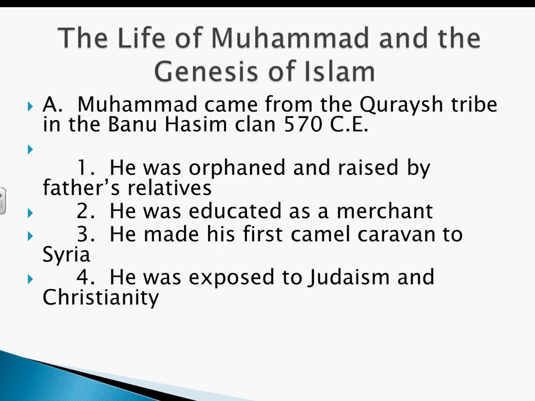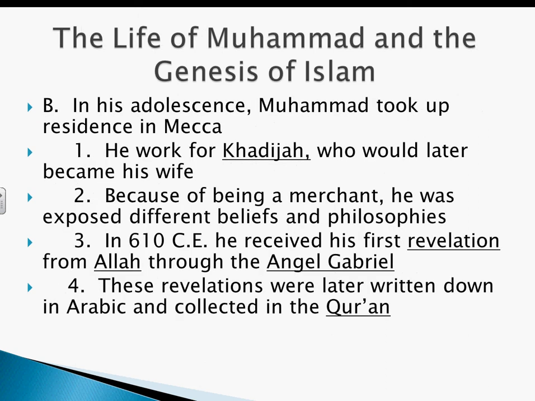Muhammad is going to come from the Quraysh tribe in 570 CE. He is an orphan and raised by his father's relatives. He is educated to become a merchant. He goes on caravans to Syria. In the Middle East, he's exposed to Judaism and Christianity, from which he gets a lot of his ideas for Islam. There's a lot of similarities.